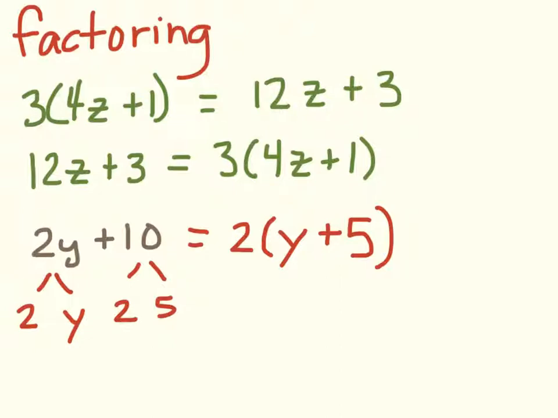Okay. If you want to check your work, you're going to reverse the process. So we're going to take 2 times y plus 5, and we're going to expand it. 2 times y is 2y. Move our plus sign. 2 times 5 is 10. Yep, these are equal. So we factored our expression correctly. Let's try another.